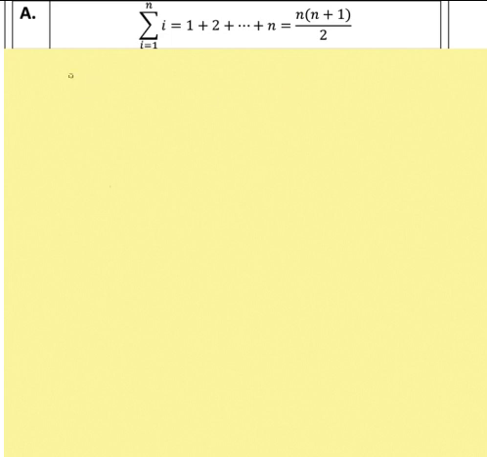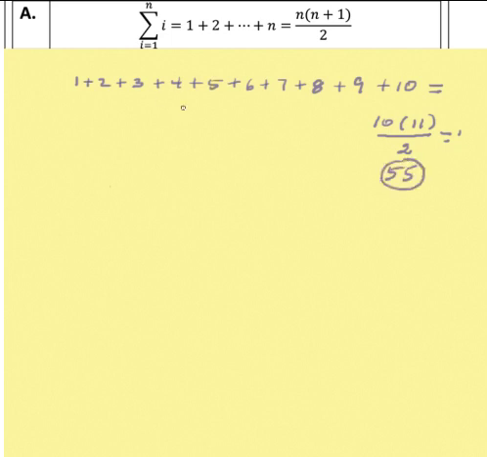In other words, for example, if we add 1 plus 2 plus 3 plus 4 plus 5 plus 6 plus 7 plus 8 plus 9 plus 10, so in this case n is equal to 10, then that should be equal to 10 times 10 plus 1, times 11, divided by 2, which comes out to 55. All right, anyway, let's try it.